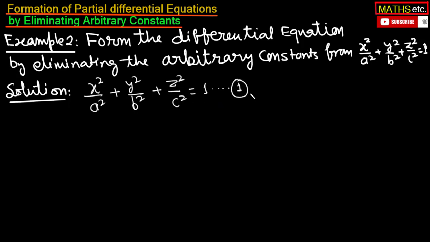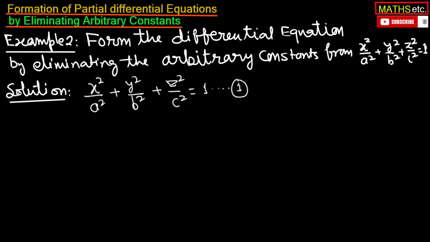So this will be our equation number 1. Now we have got three arbitrary constants a, b and c. And to eliminate three arbitrary constants, we need four equations, right? So the first of the four equations will be this relation, right? So this is our equation number 1.